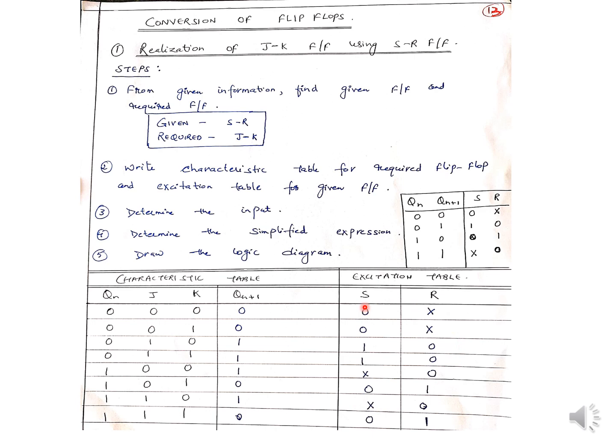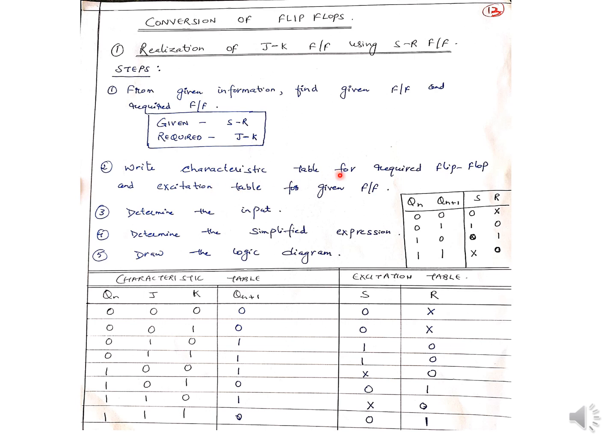Okay, and the third step is to determine the input. The fourth step is to determine the simplified expression, and the fifth is to draw the logic diagram. So step number 3, step number 4 and step number 5, these 3 steps are covered in the next slide, and step number 1 and step number 2 are covered in this slide. Okay, so we have done step number 1. Now step number 2.